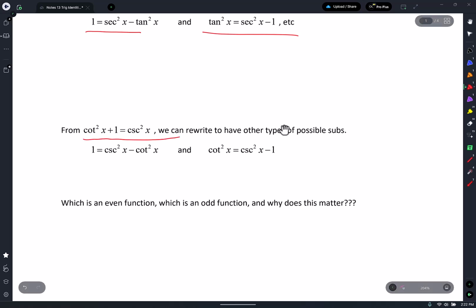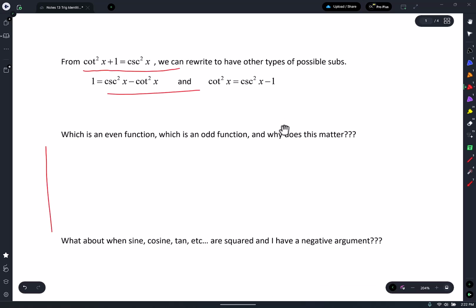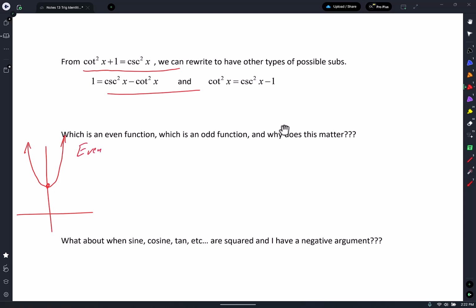This is just the same thing over again. So let's talk about even and odd functions. What's an even function? What's an odd function? An even function is symmetric about the y-axis. Think like a parabola with the vertex on the y-axis. So I'm going to write: even is symmetric about the y-axis.